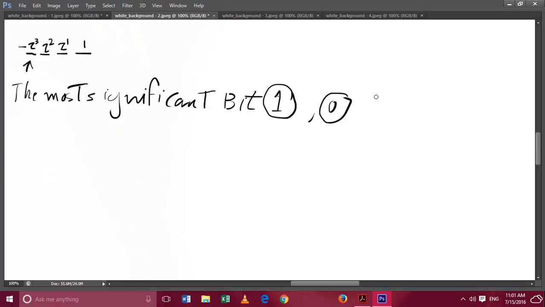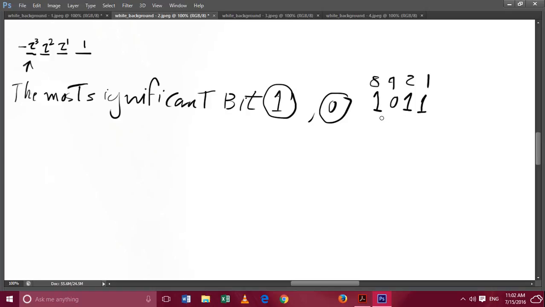So let's, for example, take this number. If we are using the unsigned binary notation, which only represents positive numbers, this number would be 11. Why? Because this is 8, and this is 1, and this is 2, and this is 4. So if you add up all the ones, that would be 1 plus 2, that would be 10, plus 1, that would be 11.